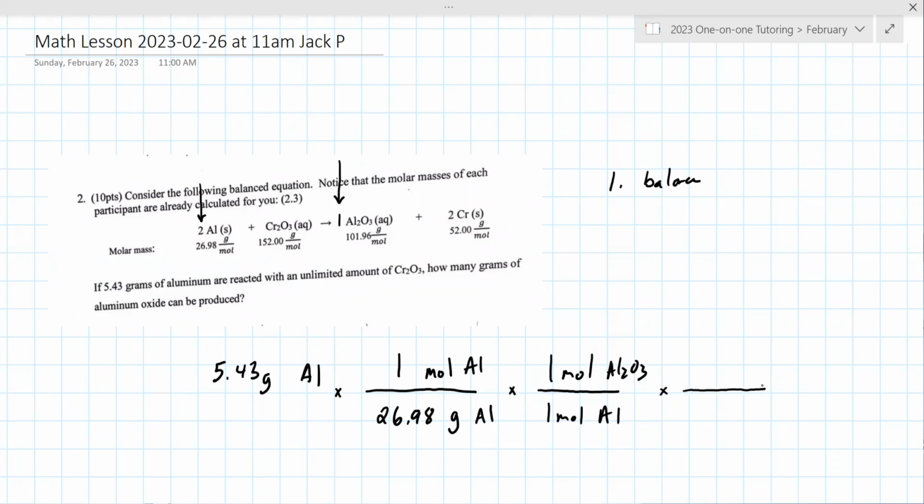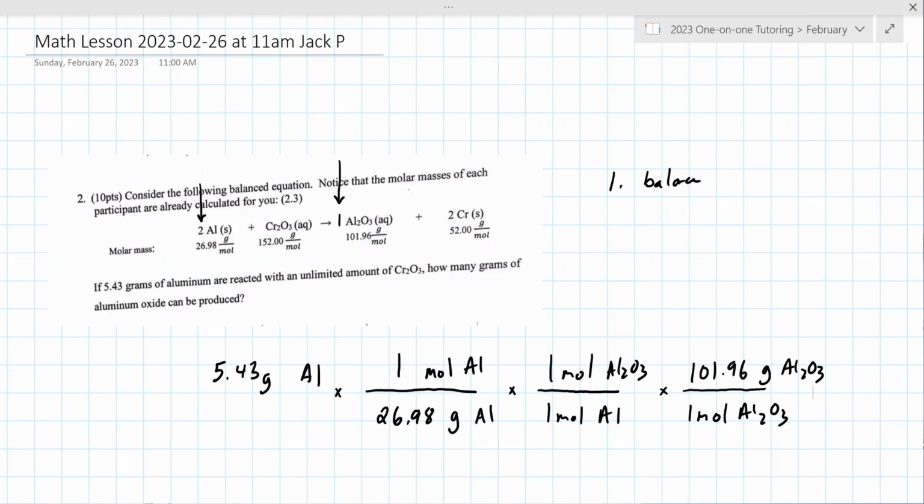So from here, you need the molar mass of aluminum oxide. So 1 mole Al2O3 is 101.96 grams Al2O3. So this is your calculation here. This actually looks like what you did. I think it took off a point for significant figures, so it should have been 10.7 grams of aluminum oxide.